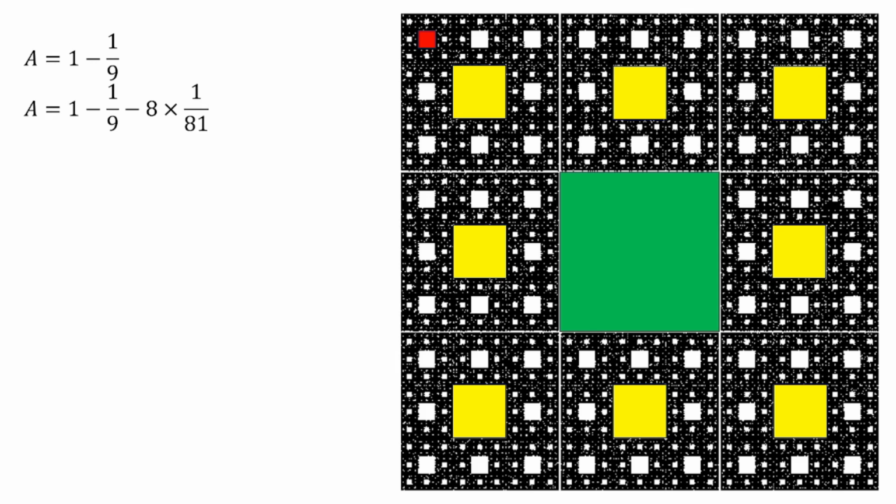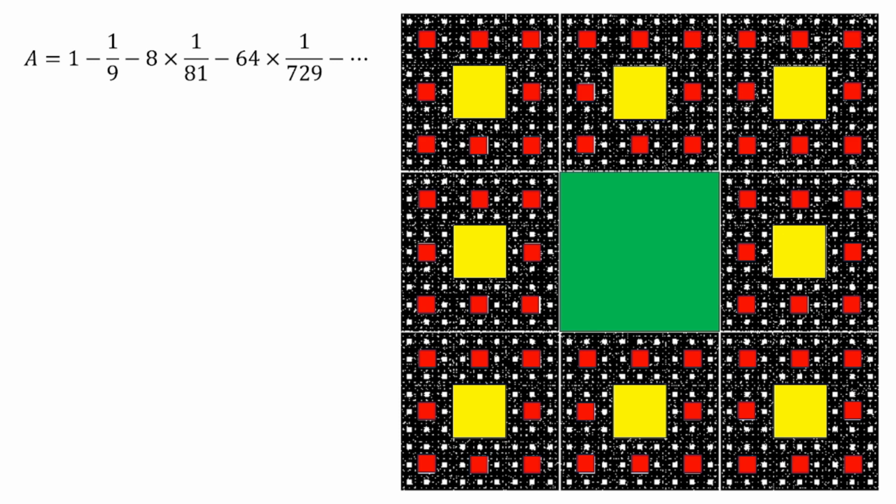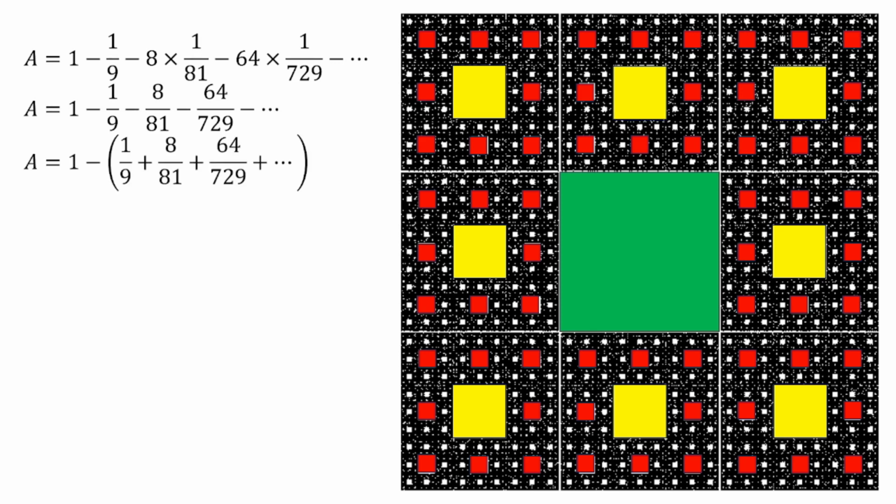How many of those are there? Well, count them along with me. We have 1, 2, 3, all the way up to 64 of them. So we further subtract 64 of those 1/729s. Simplifying a little bit, we can multiply and have 8/81, 64/729, and so on and so forth, which we can simplify even more by factoring out that negative sign.